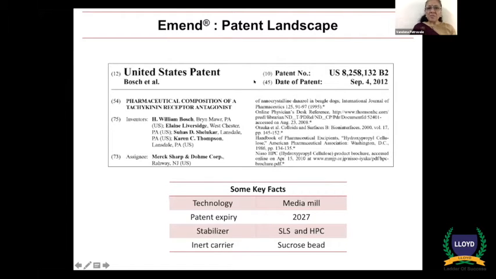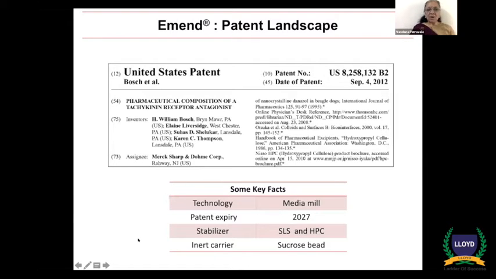So when we looked at this particular landscape of Emend, we saw that they had used a media mill. If you look at the Orange Book, the patent was going to expire in 2027. And you can see that still there is time. Stabilizers which they have used for this technology were SLS and HPC. And their technology was that they will load this nanonized drug onto sucrose beads. So there's a coating step.